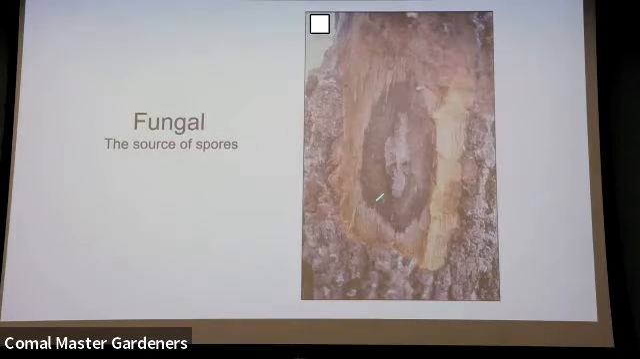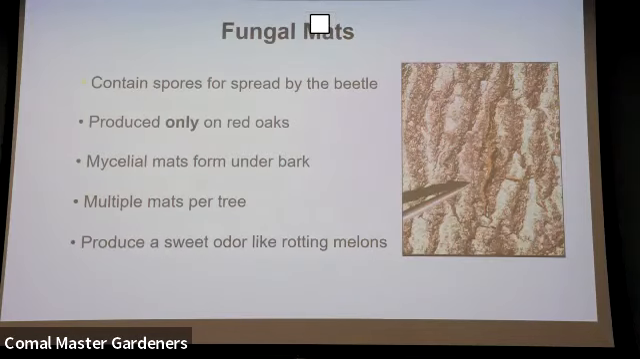So here's the fungal mat. Just to show you, this is what you see on the outside. You see a split in the bark where the fungus has pushed the bark away from the surface. You can have many of them on a tree. I've counted as many as 50 fungal mats on a tree. Usually they form on material down to about 2 to 3 inches in diameter. Anything smaller than that, you don't get fungal mats on it. And as I said, they produce a very sweet odor.